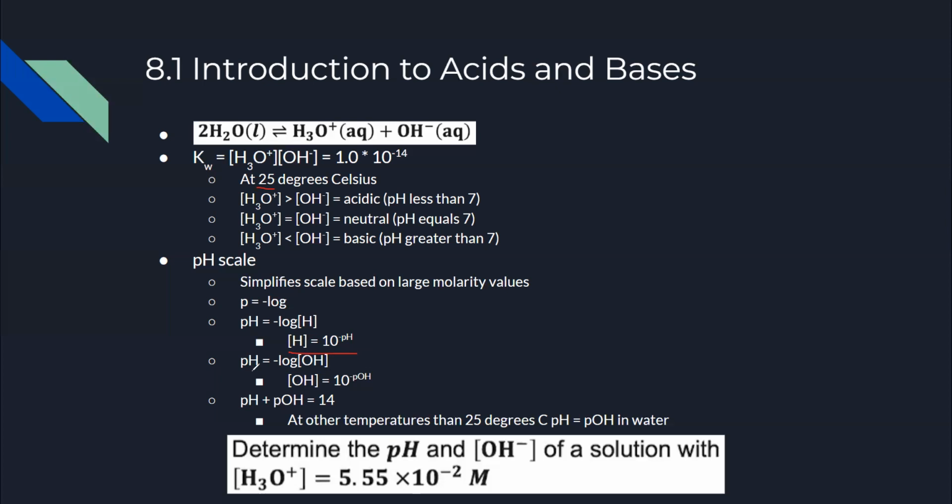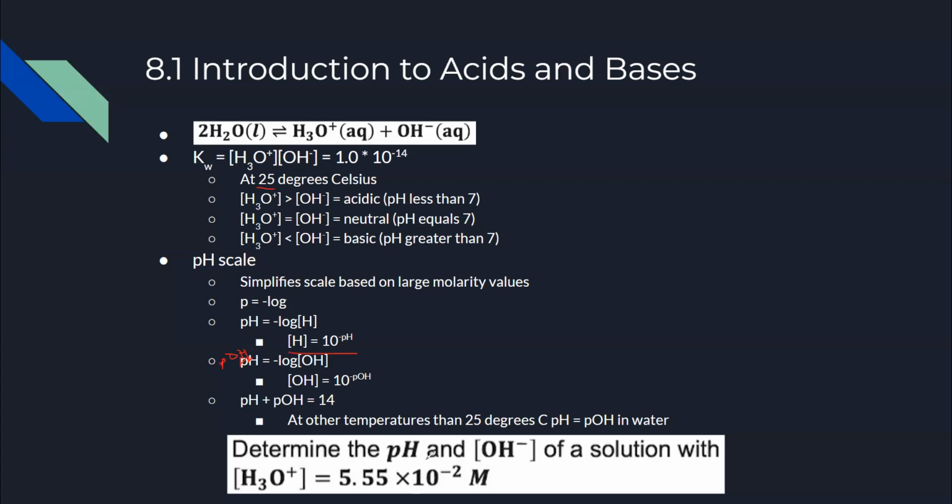Along with that, you have pOH, which I forgot to put the O in, my bad. pOH equals the negative log of hydroxide concentration, and the hydroxide concentration is found by 10 to the negative pOH. Along with that, you have pH plus pOH equals 14. At temperatures other than 25 degrees Celsius, pH equals pOH in pure water.